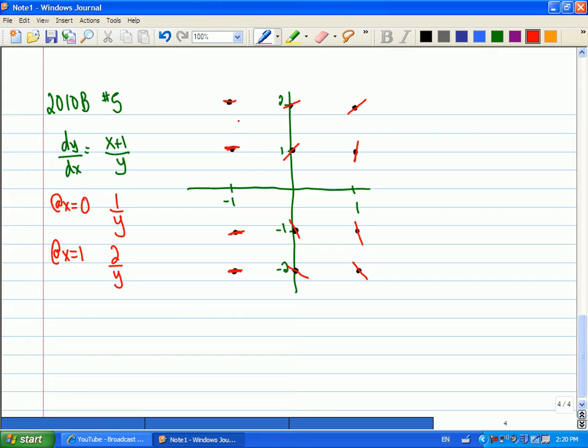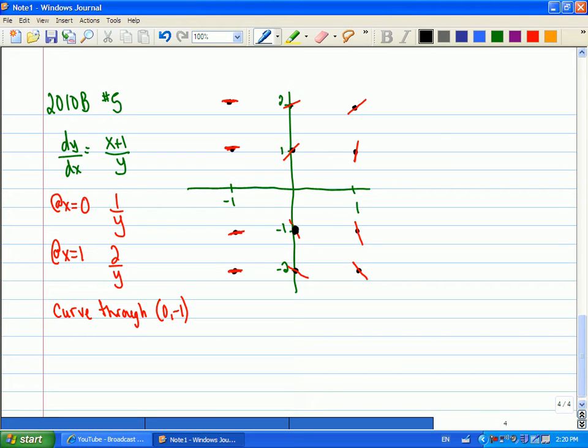Be careful you don't go into autopilot, though, just drawing your slope field, because you'll notice it says sketch the curve that passes through the point 0, negative 1. Pardon me? I hope I'm on the right page here. That's right, 0, negative 1, yeah. Okay. So what that means is if I was to put the curve through here, where would the curve go?